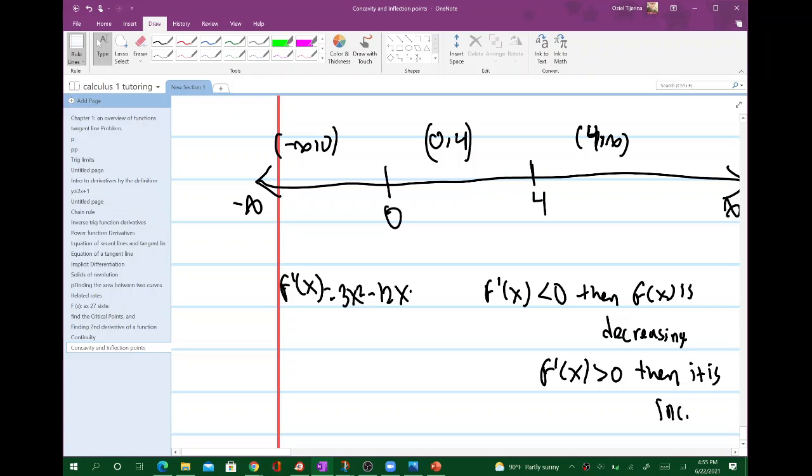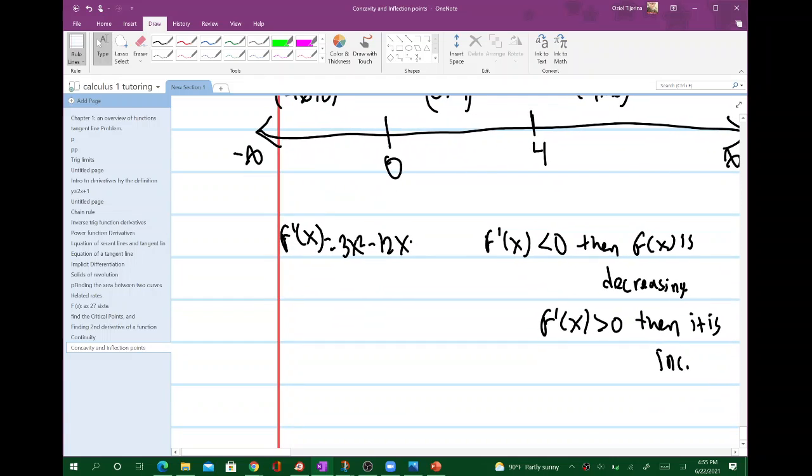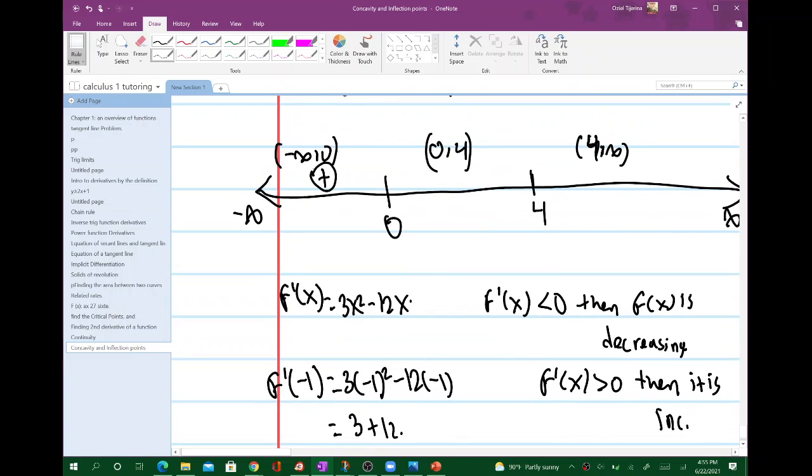So let's say that we choose -1, for example, right? So we have f prime of -1 equals 3 times -1 squared minus 12 times -1. So that'll be 3 plus 12, which is 15. So that's positive. That means it's increasing in this interval.